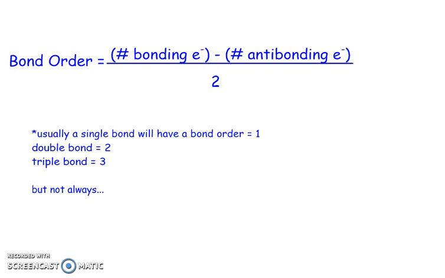The bond order is defined as the number of bonding electrons minus the number of antibonding electrons divided by 2. Usually, a single bond with a Lewis dot diagram will have a bond order of 1 when using molecular orbitals. A double bond would have a bond order of 2, a triple bond, a bond order of 3, etc. This usually works, but not always. So make sure you are actually looking at the molecular orbitals and not just the Lewis dot structure.